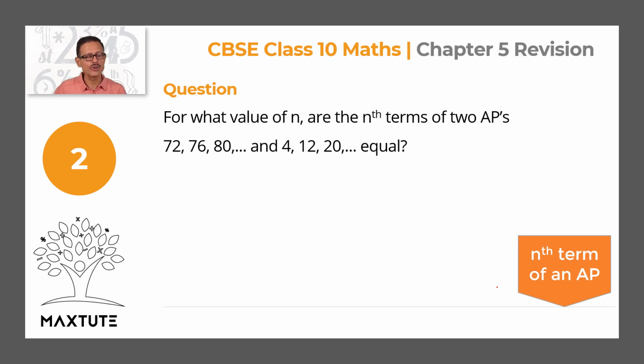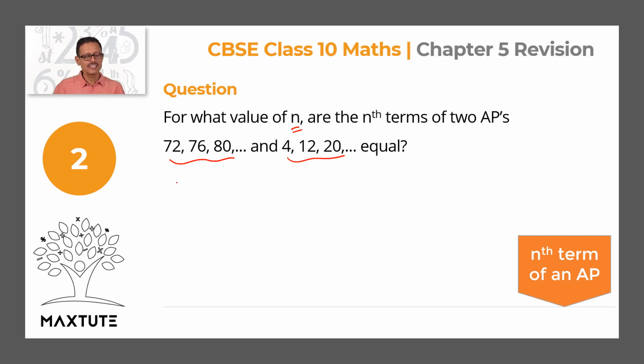For what value of n are the nth terms of two APs the same? Right? We've been given this is one arithmetic progression. This is a second arithmetic progression. The nth term of this progression, let's say the nth term is 140. The nth term of this one should also be 140. So we'll have to find out what is that term. Is it the 10th term? Is it the 12th term? Is it the 90th term? We'll have to find out what is the value of n.